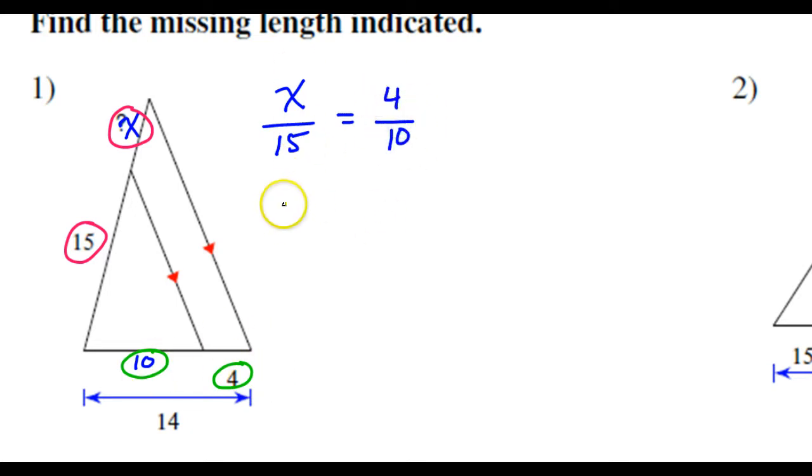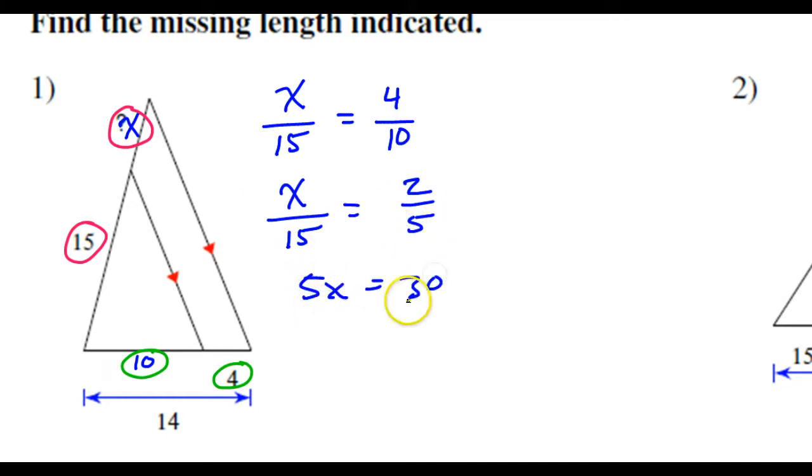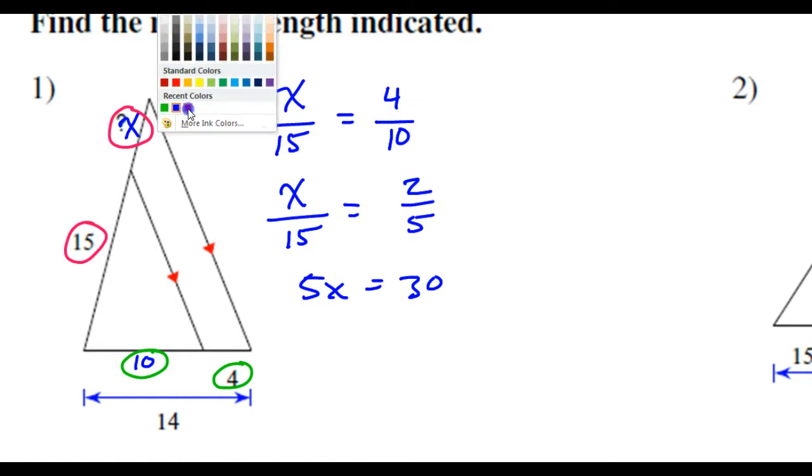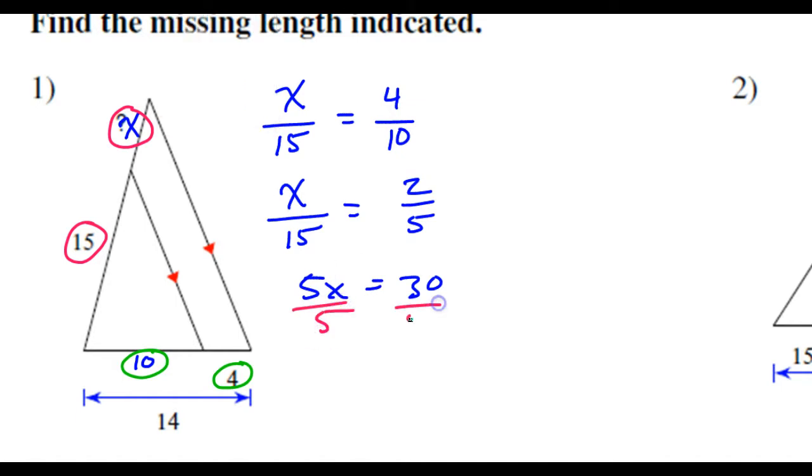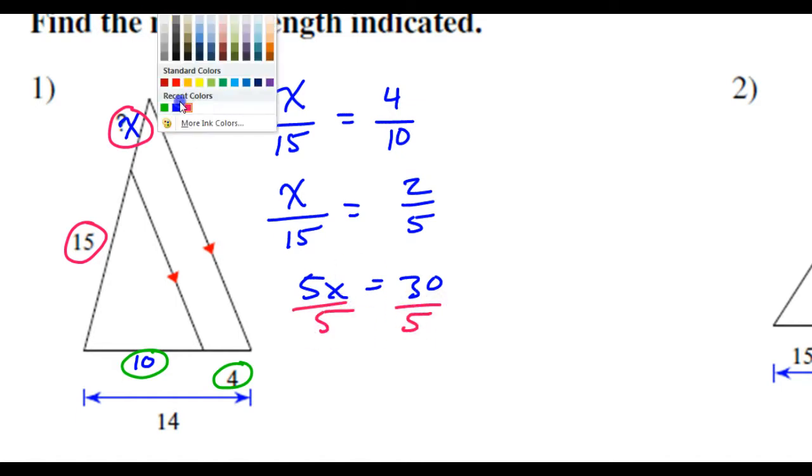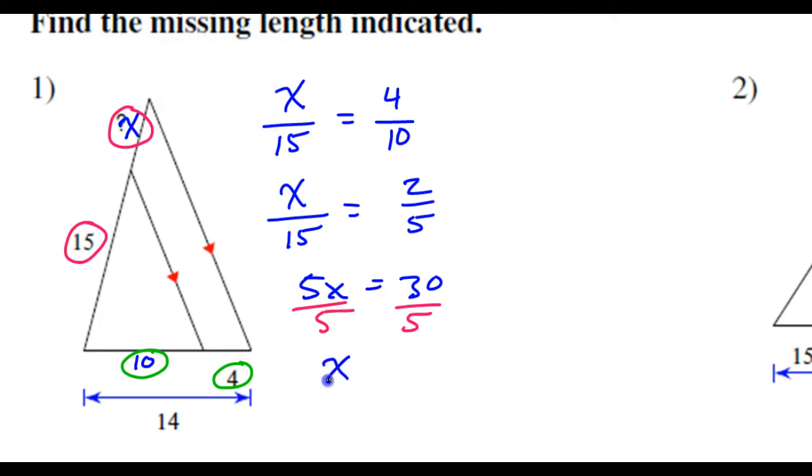And you cross multiply. I like to reduce as much as possible, so I'm going to do that. X over 15 is equal to 2/5. Now, so that's 5x is equal to 30. Divide both sides by 5, and you get x equals 6.